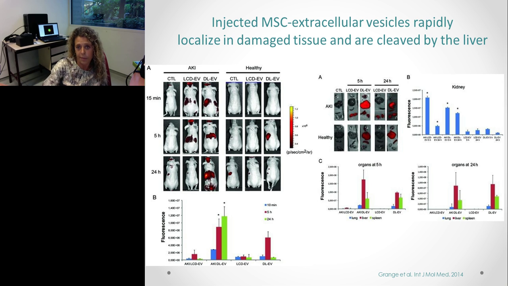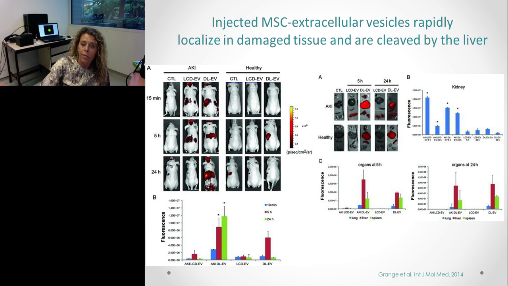The liver and the spleen are always targeted by vesicles. So those are mainly the organs in which the vesicles accumulate, both in a normal healthy mouse and in the AKI mouse. So we must take that into consideration, and we might also imagine some modification of the vesicles that might prevent their accumulation in those organs.